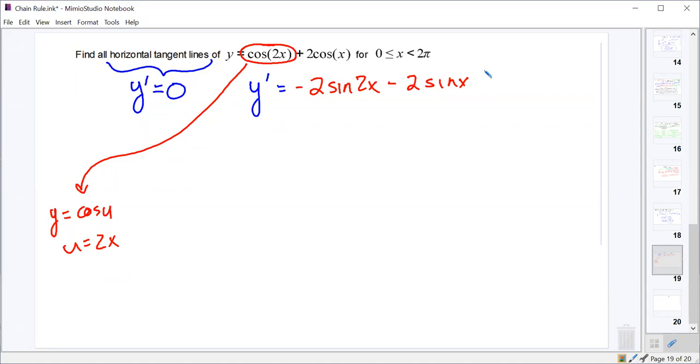Okay. And we want to know when does y prime equal 0. So we're looking for when does that equal 0. And how do we solve this trig equation? Maybe factor out a negative. I think I heard somebody say get rid of the negative 2 first. Is that right? So I could factor out a negative 2 and then divide by negative 2. That would just give me sine 2x plus sine x equals 0.